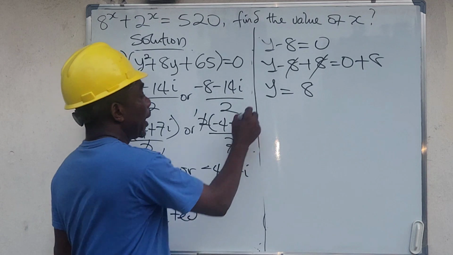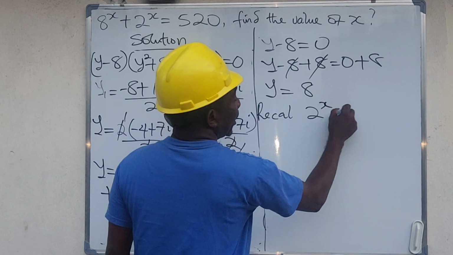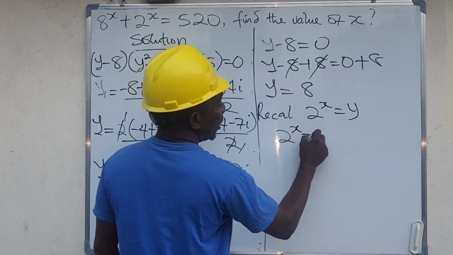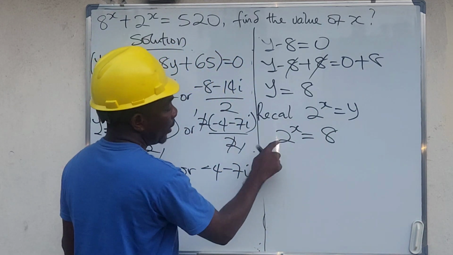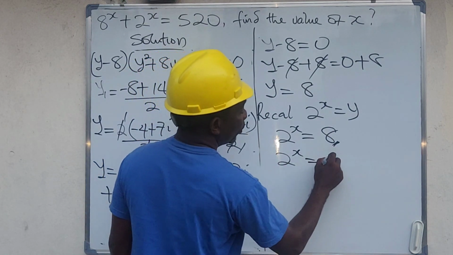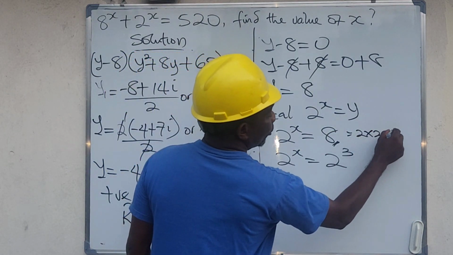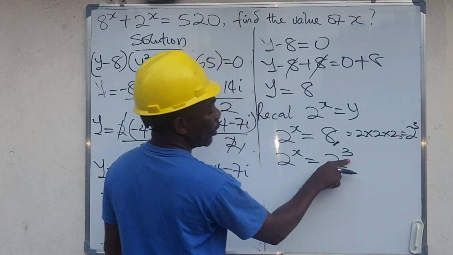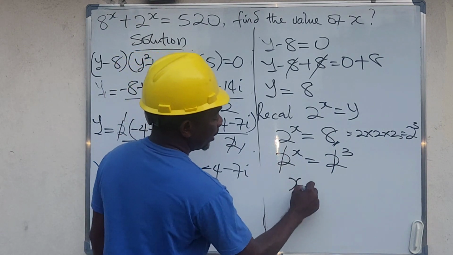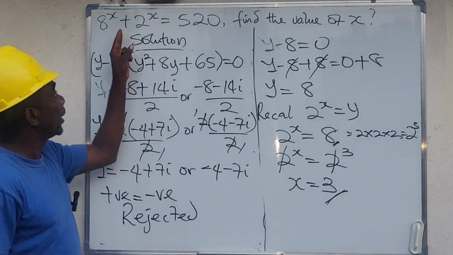And we recall that we said 2 raised to the power of x equals y. In this case, our y is 8. So we have 2 raised to the power of x equals 8. Now this 8 can be written as 2 raised to the power of 3, because 8 equals 2 times 2 times 2, which is 2 raised to the power of 3. Here we have the same base, so the base will cancel each other. We are now left with x equals 3. So the value of x equals 3, and it satisfies this expression.